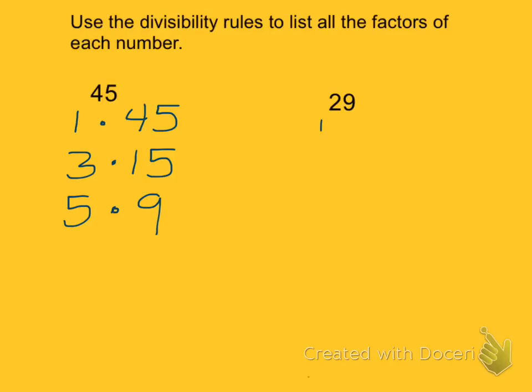Next, let's try 29. The first one to do, 1 times the number. So 1 times 29. Oops, sorry, that's supposed to be a little dot there. It's not even, so 2 doesn't work. Doesn't work for the divisibility rule for 3 because 2 plus 9 is 11, and 3 does not go into 11. 4, I can't divide it by 2 twice. 5, no, 6. And then you can keep going. Sometimes you might want to check 13 and just think, how many times is 13? No, that doesn't work. And what you're going to find out is that these are the only 2 factors of 29. And actually, if there's only 2 factors, we call this a prime number.